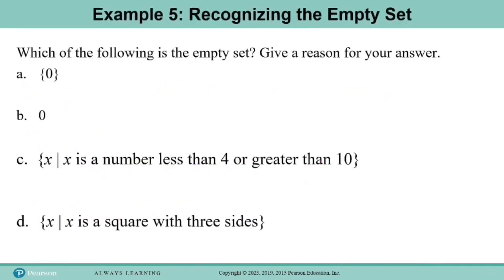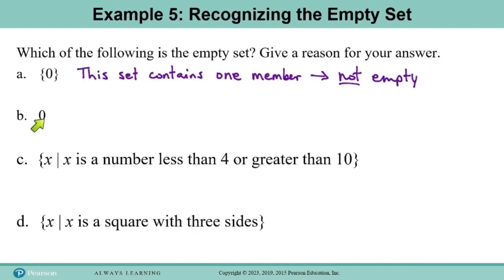Now, here's example 5, and it says, which of the following is the empty set? Give a reason for your answer. Okay, so in part A, we have the set containing 0. Well, this set contains an element, and that element is 0, so this is not the empty set because it contains one member. Part B is 0. Well, notice that this does not have the curly braces, so this is not even a set, and so it's certainly not the empty set.